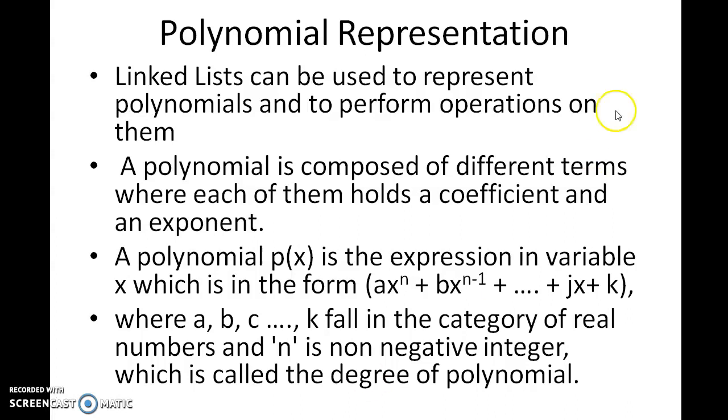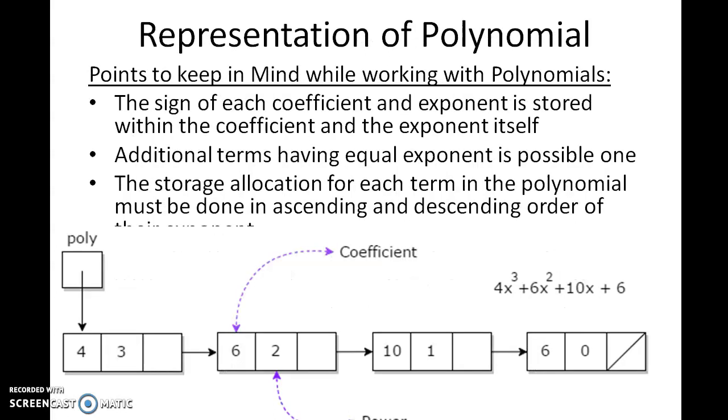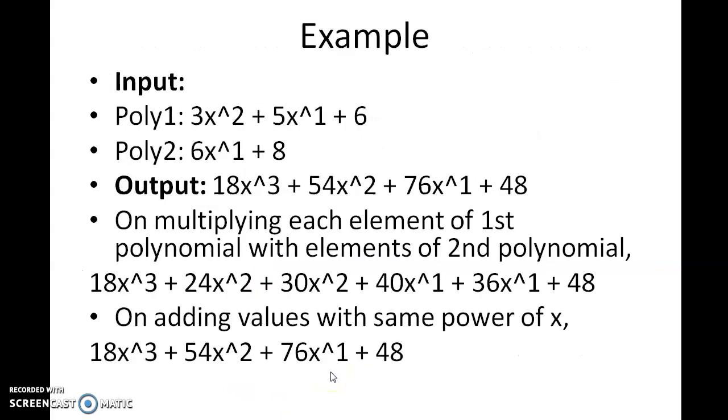A polynomial, already we know that we are representing in the form of ax power n plus bx power n minus 1 plus so on, jx plus k. A, b, j, k are the constants and n is the degree of the polynomial. Already we know how this particular polynomial is represented: as coefficient and exponent or power. Like this, every term is represented in the polynomial.